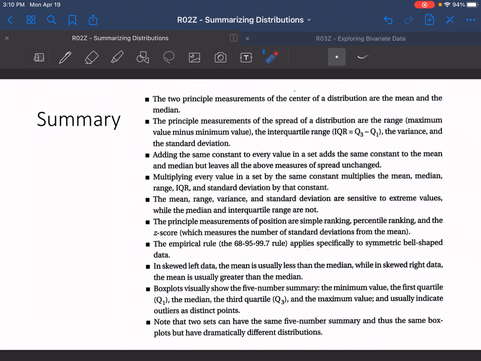Box plots visually show the 5-number summary: the minimum value, the first quartile, the median, the third quartile, and the maximum value, and usually indicate outliers as distinct points. We also note that 2 sets can have the same 5-number summary and thus the same box plots, but have dramatically different distributions in this case.